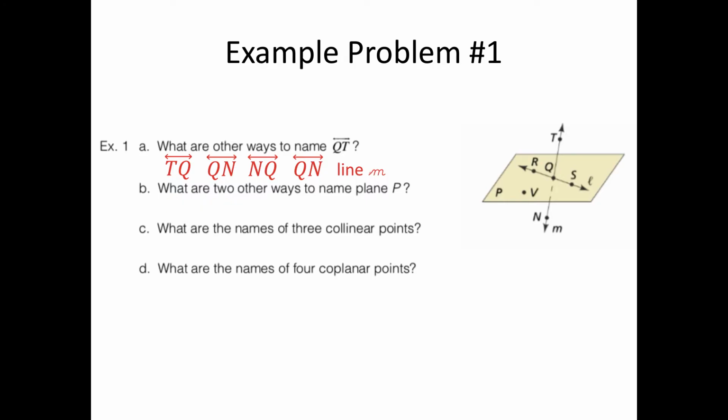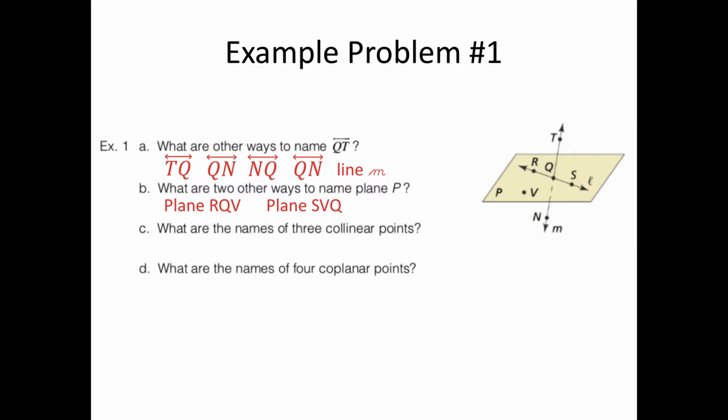Okay, what are 2 other ways to name plane P? Well, how many points do I need to name a plane? 3. So we just pick 3 points. So for example, how about plane RQV? That would work. How about plane SVQ? That would work.